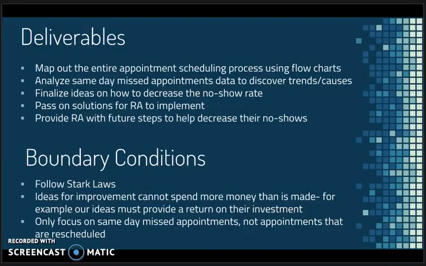Next is our deliverables, or specific things that we want to accomplish by the end of our project. We wanted to map out an entire appointment scheduling process using flowcharts, do a statistical analysis on missed appointments to discover any trends or potential causes, come up with a list of feasible ideas to decrease the no-show rate based on our findings and pass them along to Radiology Associates. Then finally provide any further or additional steps that Radiology Associates can take to reduce the no-show rate.